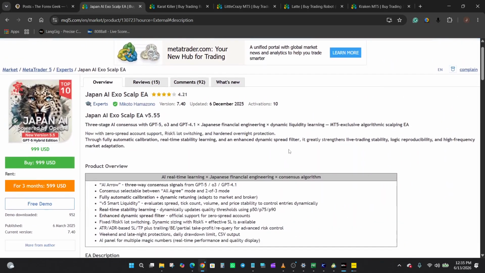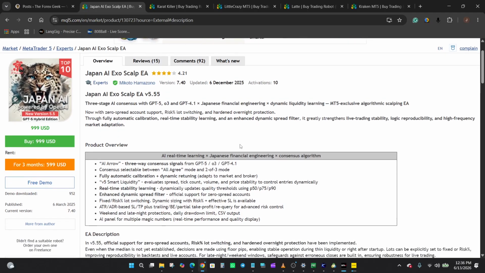Looking at the product overview, the developer describes this EA as an AI-driven scalping system combining Japanese financial engineering with a 3-stage AI consensus model. It uses GPT-5, O3, and GPT 4.1 working together to generate trading decisions through what they call an AI arrow consensus system. Depending on the configuration, it can require full agreement or a 2 out of 3 decision structure before taking trades.